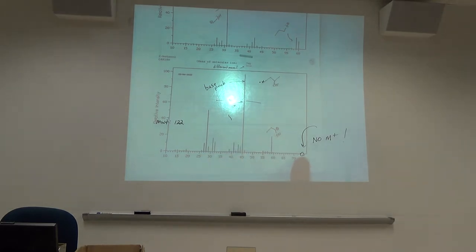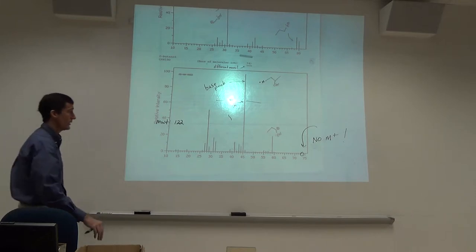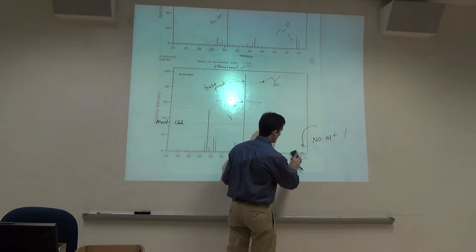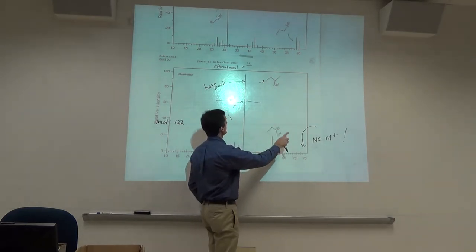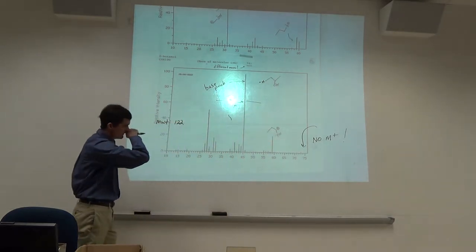Molecular ion apparently didn't survive and hit the detector. The question was, is the peak to the right always a molecular ion? The furthest peak to the right. Well, not always, because the furthest peak to the right is 73. Molecular ion should be 74.